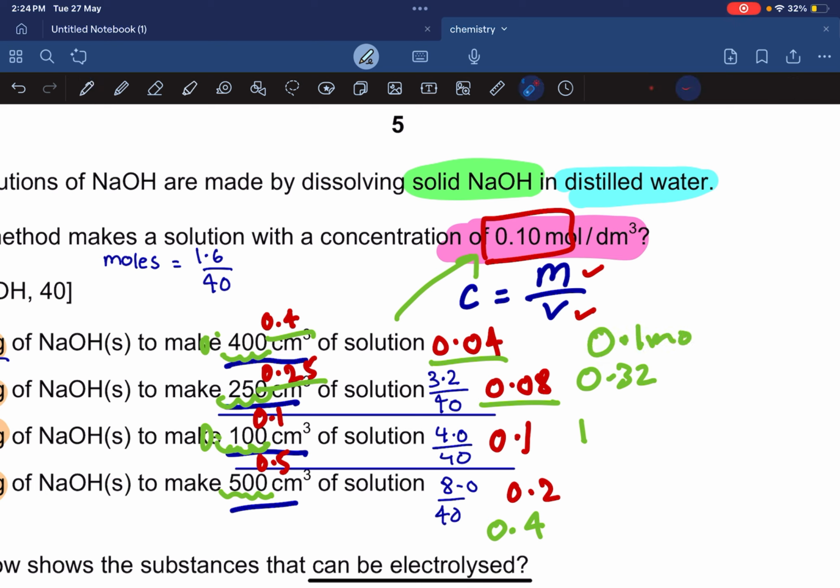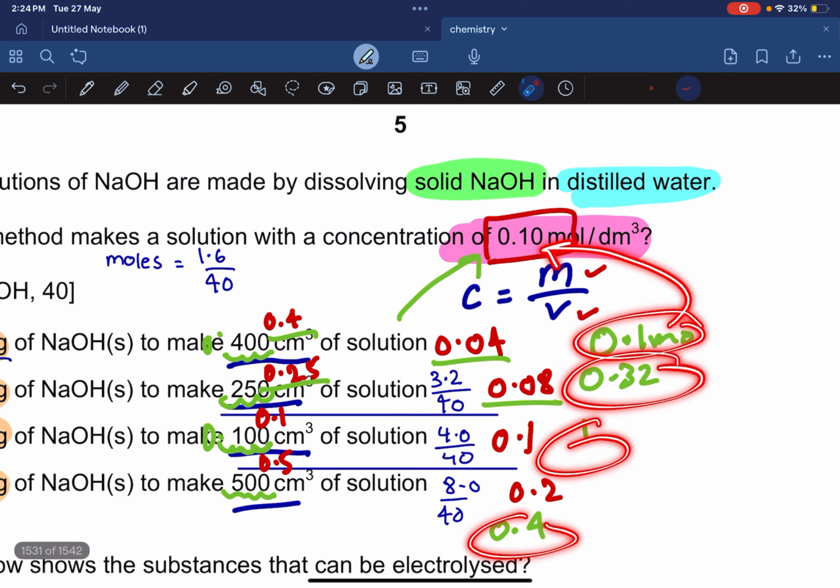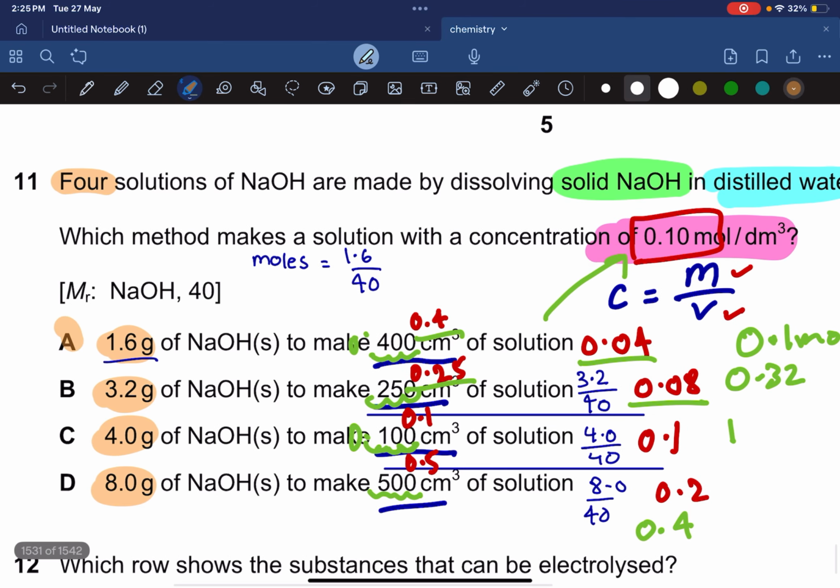So I have got all my concentrations, and out of all my concentrations, A matches my answer. So it's going to be option A, which is correct.